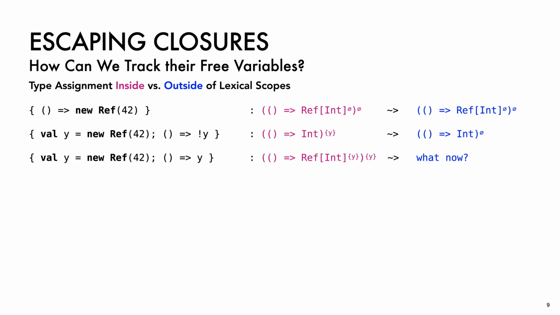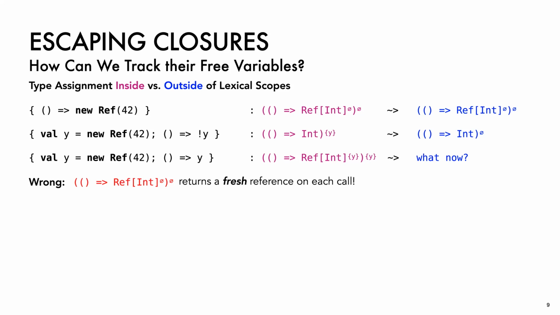But what should we do if we change the example slightly and return directly the reference? Because then the Y will also appear in the codomain of the function type. What are we supposed to do now? It is certainly wrong to do naive deletion of the Y, because in this case, we would obtain the same type as the first example, but it behaves differently. In the last example, we return one and the same reference, whereas the first example always returns a fresh reference.